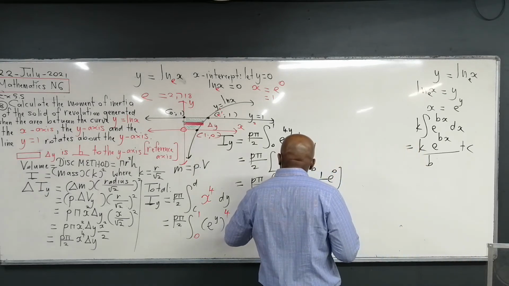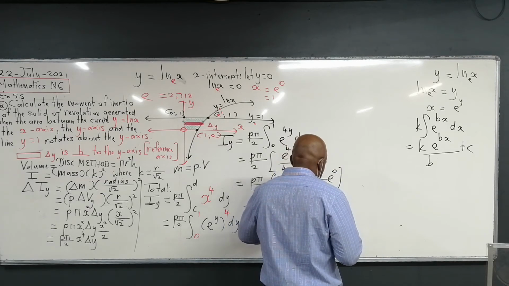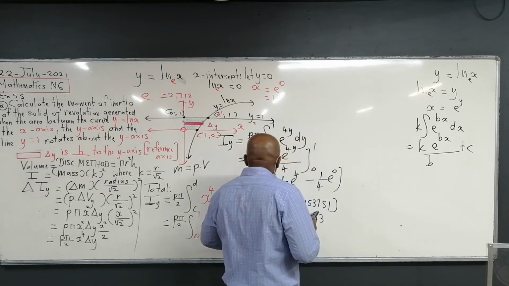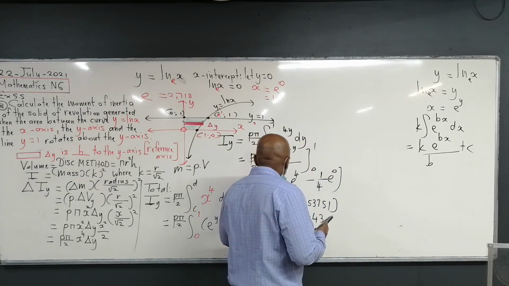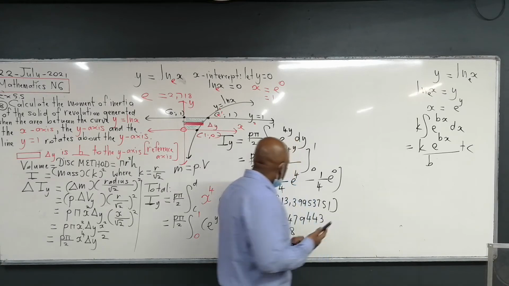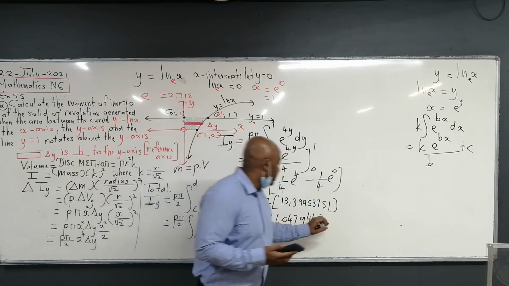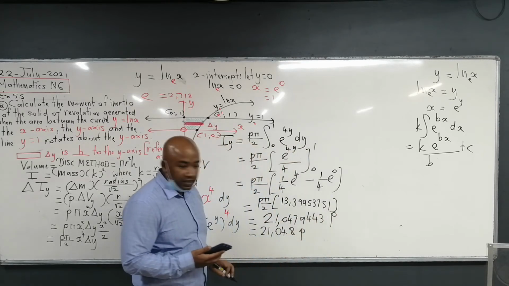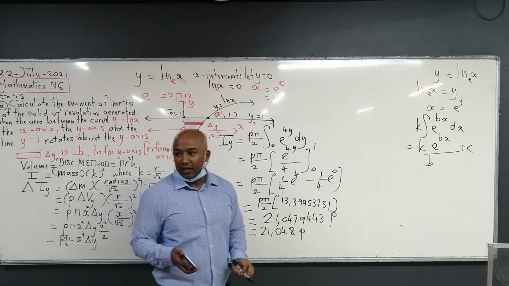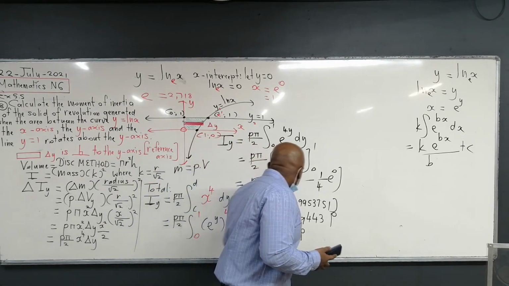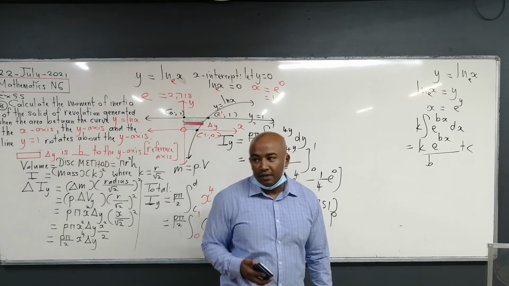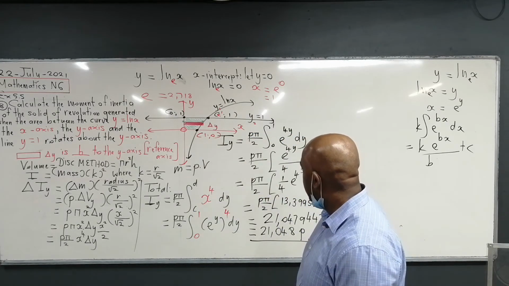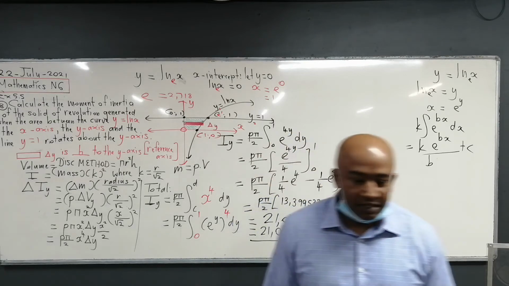And we get 21.04794443. So that's 21.048, and that is p. I forgot to write down p there, don't forget. There's p rounded off to 3 decimal places. Is that the correct final answer? Okay. So that is method number 1, which is using a perpendicular representative rectangle.